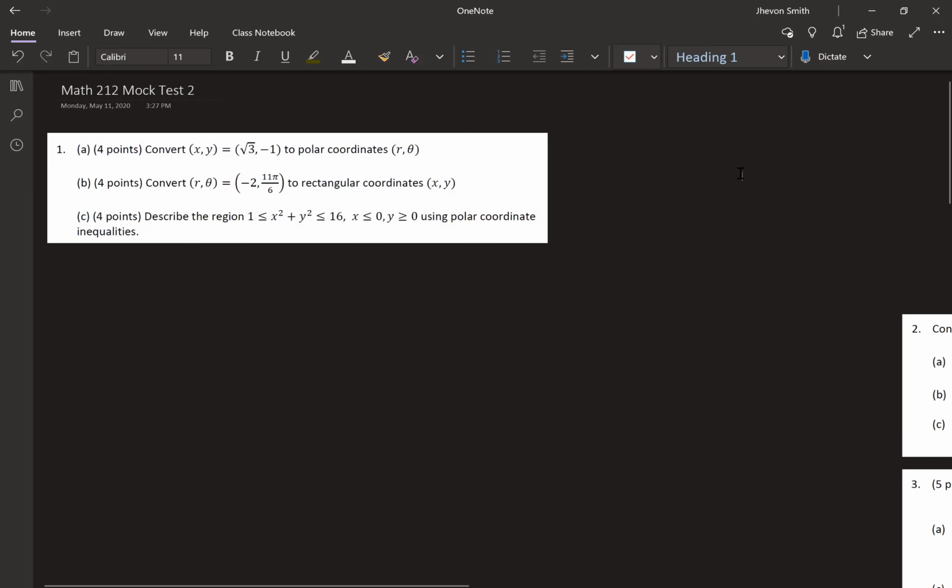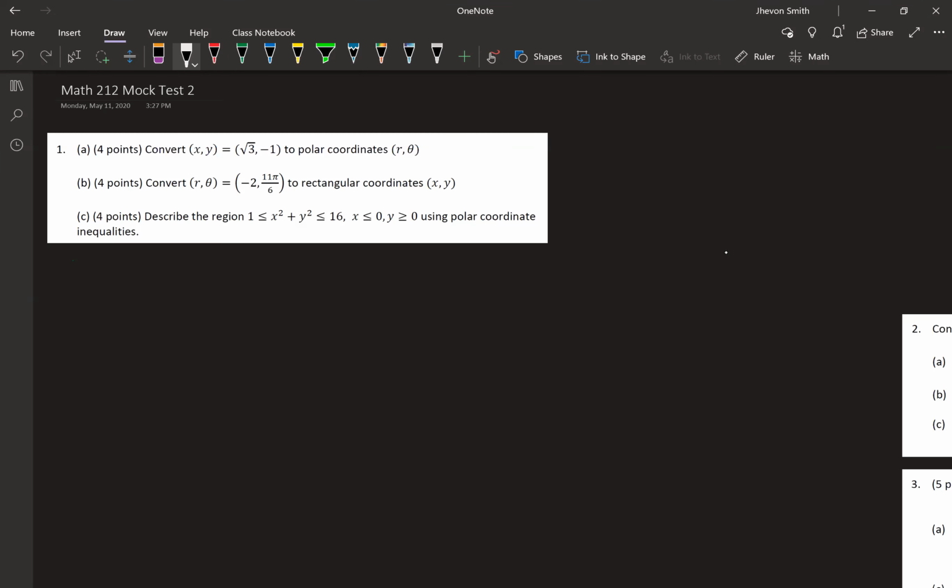Okay, let the games begin. So this is question 1. What did you guys try? How do you convert from rectangular coordinates to polar coordinates? Did anyone actually do this?